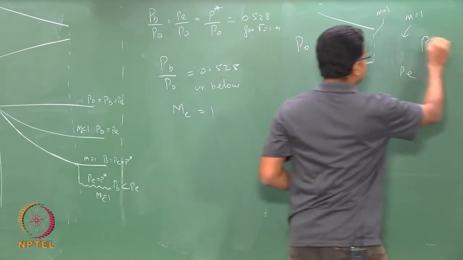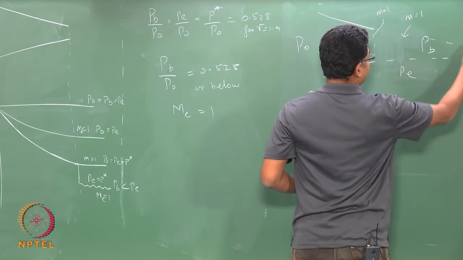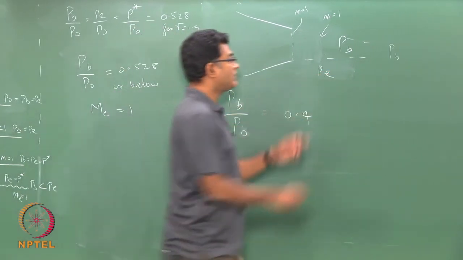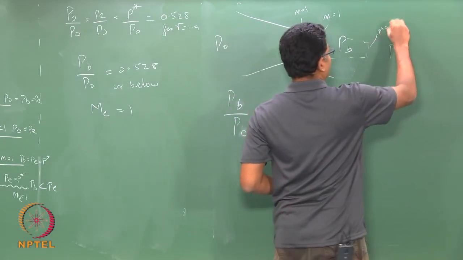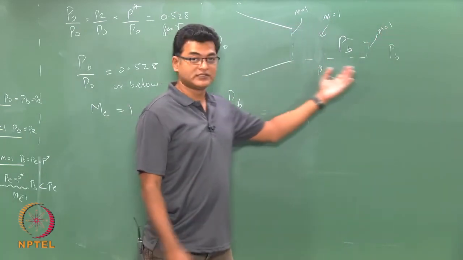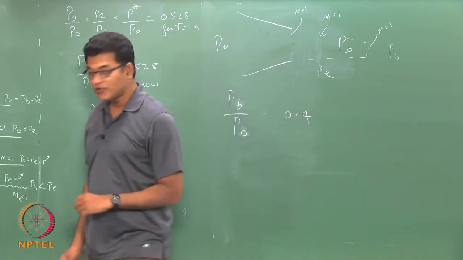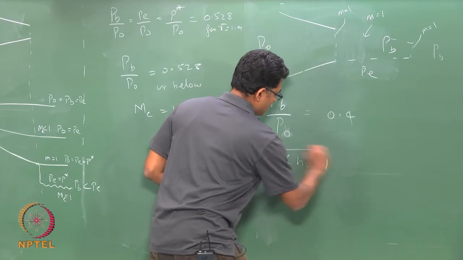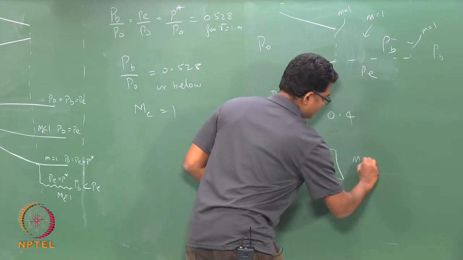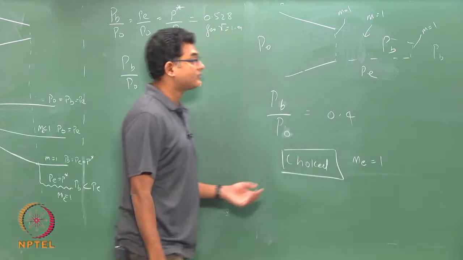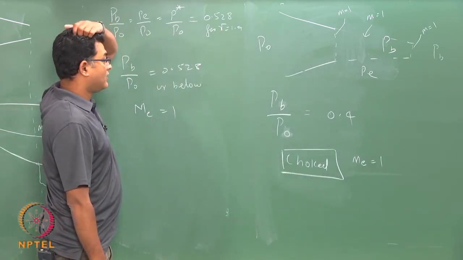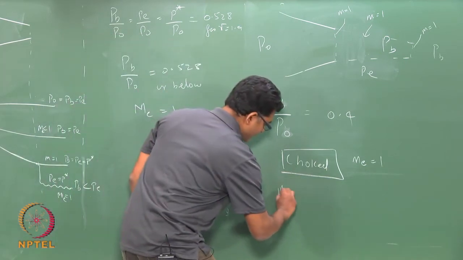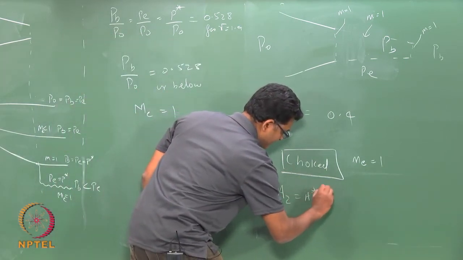Or if I elongate this, again since PB by P0 is this, I am still going to get M equals 1. So this condition is not going to change. This is the so called choked condition. So whatever you do, the M exit is always 1, and your area at the exit becomes your A star.